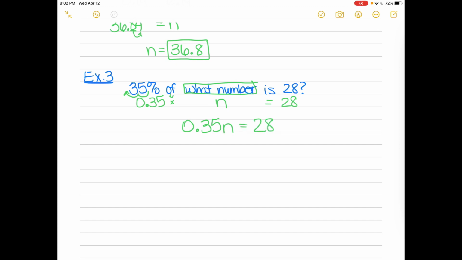And then we're going to divide by the one that's next to n. So we divide by 0.35. And then when I put that into my calculator, 28 divided by 0.35, my answer is 80. Okay, and that's my answer. That's what the number is that I'm looking for.